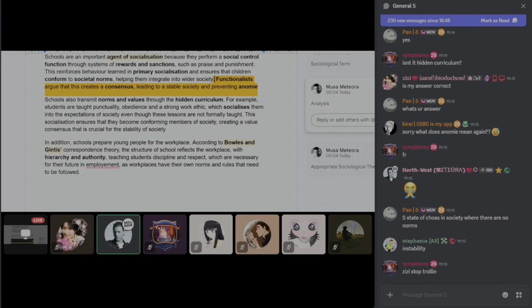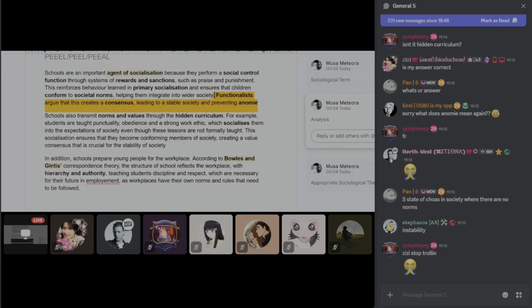Okay, I'm going to move on to three. In addition, schools prepare young people for the workplace. I see one of you has given this answer, according to Bowles and Gintis's correspondence theory. See, now this is like sociological gold. This is literally the best thing you could do in these papers: mention a study, a piece of research, or a theory.